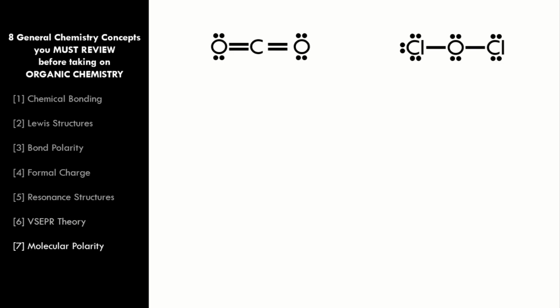Number 7. Molecular polarity. If we examine the bond polarities in a carbon dioxide molecule and an oxygen dichloride molecule, we see that the bond polarities within the molecules point away from the central atom. While this seems to imply that these two chemicals are similar, spoiler alert, they're not. The overall effect of the electronegativities on the electrons are not the same in these two cases.